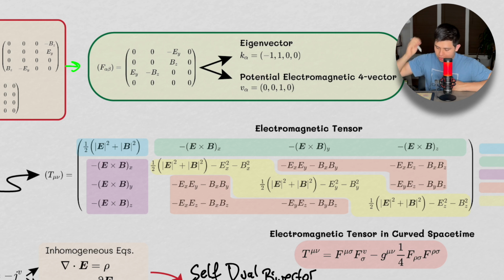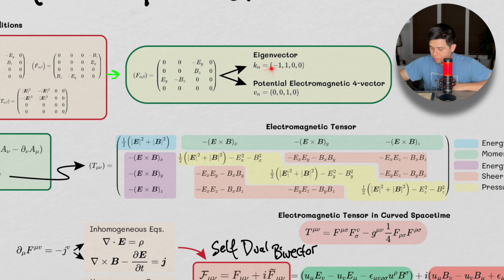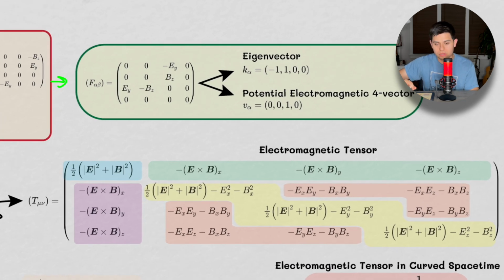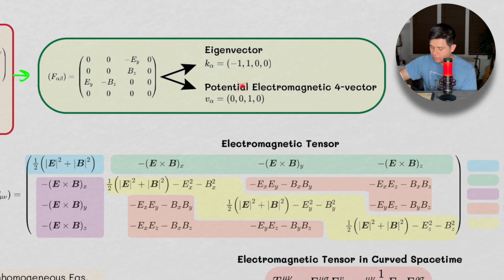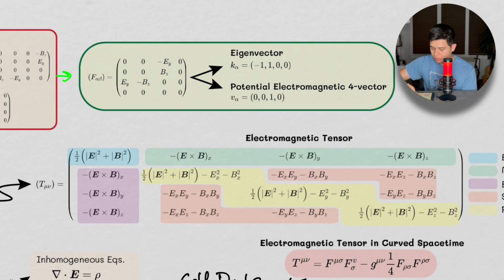So we have two vectors then. We have an eigenvector for this condition. Okay, we can construct eigenvectors for other conditions, right? But this condition happens to be the null condition. We're going to call it the null condition. And we also have the potential electromagnetic 4-vector. Okay, and this object here can act on this object here.